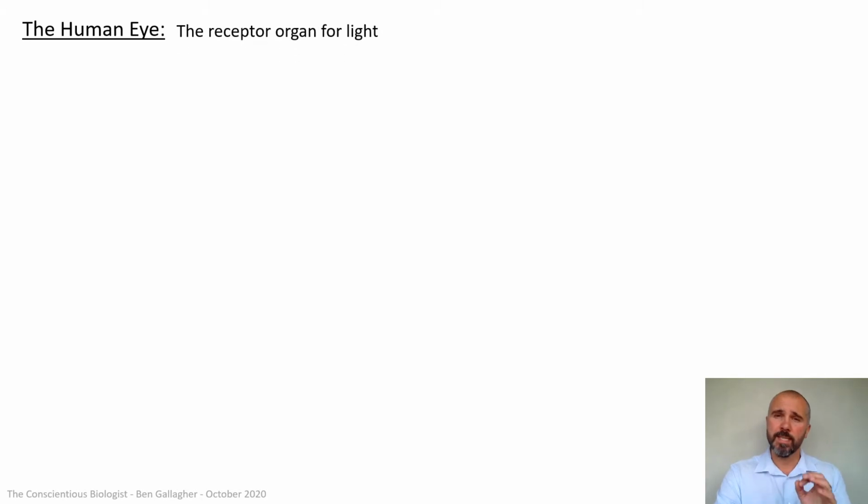So the human eye is the receptor organ for light. We need to look at all the layers and structures within it that allow it to see the light. In the next video, we'll look at how it controls and maximizes use of it.